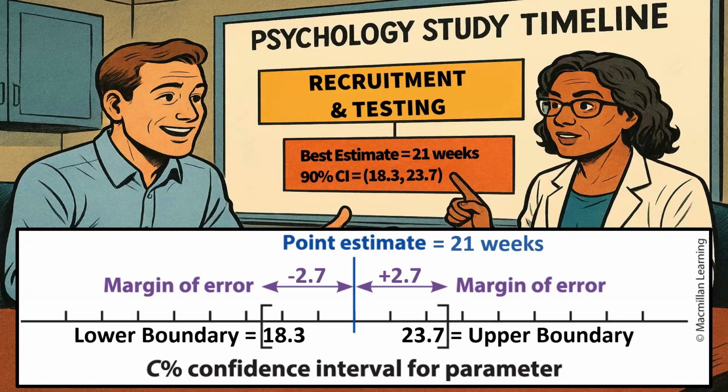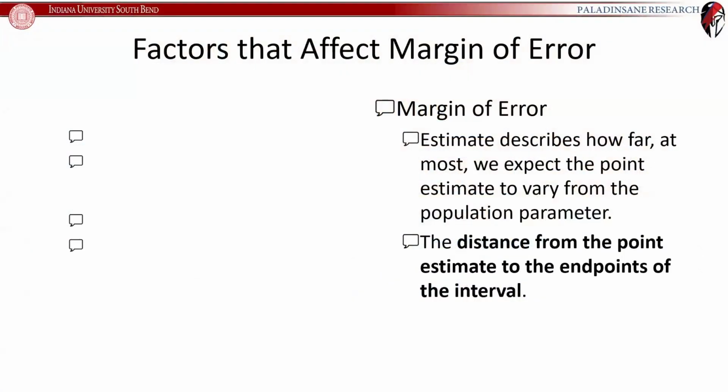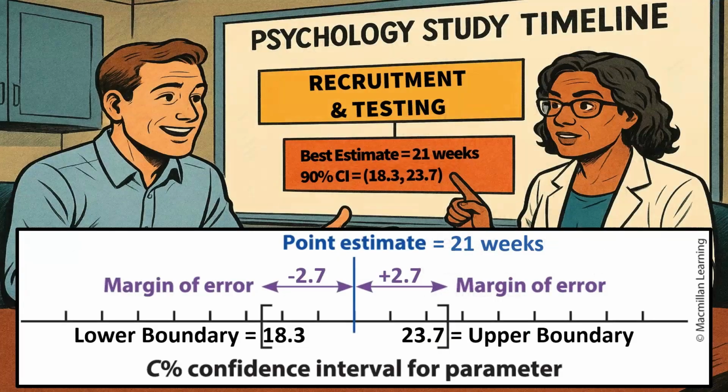All right. So now that we know the pieces of the confidence interval, now that we know the point estimate and the margins of error, we're going to wrap up today by doing a deep dive into the factors that affect the margin of error. Because you can imagine what you want in your confidence interval is for those margins of error to be as small as possible. Because it would be way more useful to Dr. Rivera if Alex came in and said, hey, my estimate is 21 weeks plus or minus 2.7 weeks.